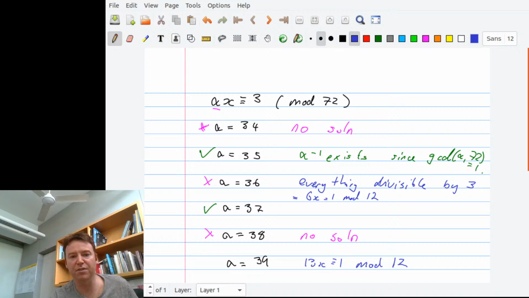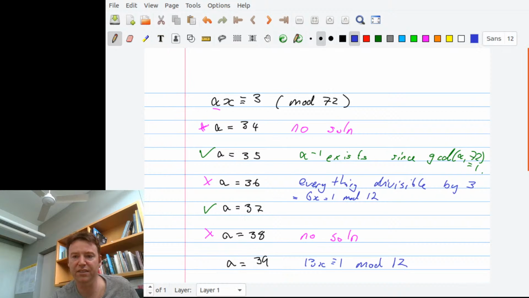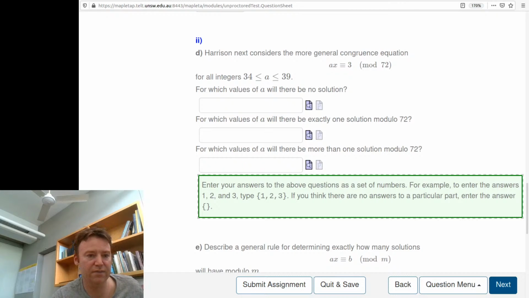For which values of a will there be no solutions? Is this basically a question? Yes, it is, Kai. Basically, you are just comparing those things. Okay. So, for which values of a will there be no solutions?